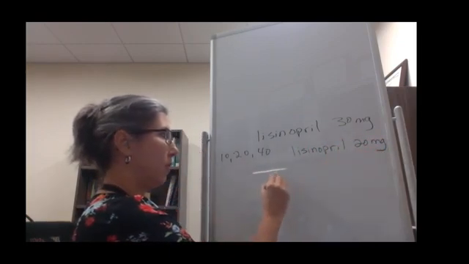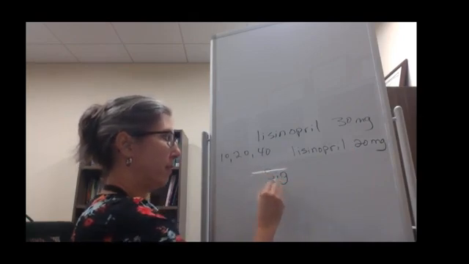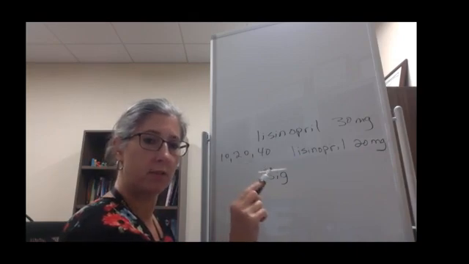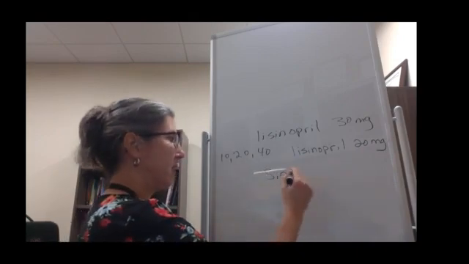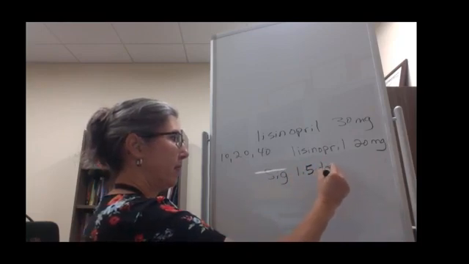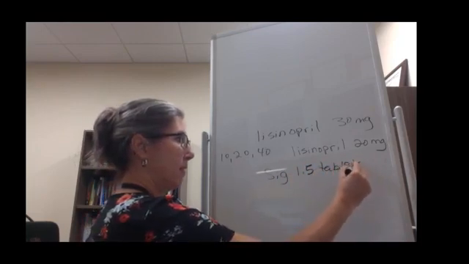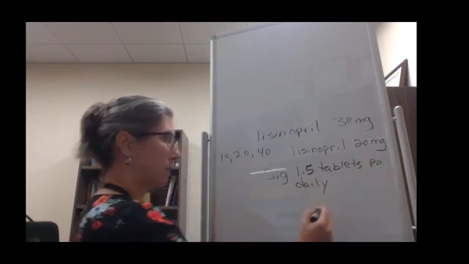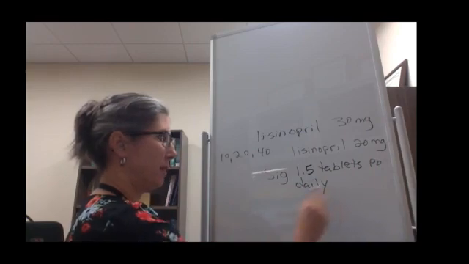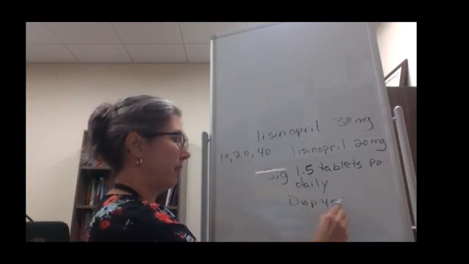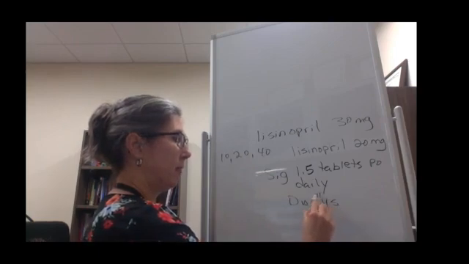And we're going to order our SIG. Remember in the previous video on prescription writing, the SIG is the directions to the pharmacist and to the patient. So we need 1.5 tablets PO daily. And for a month's supply, we're going to ask them to dispense 45. We can say number 45 tablets.